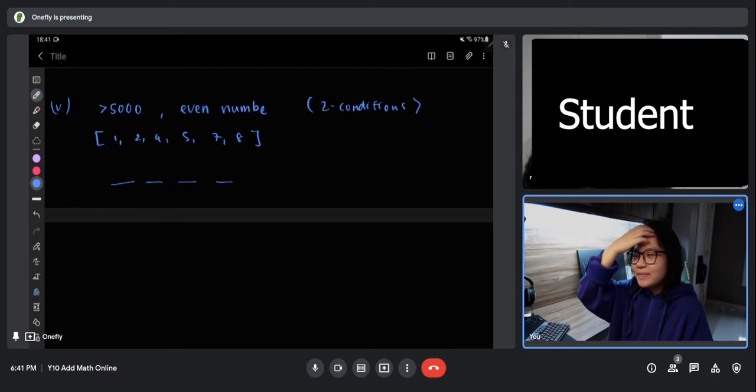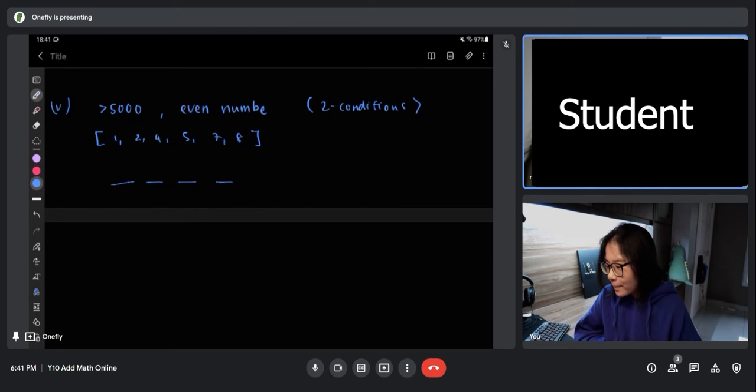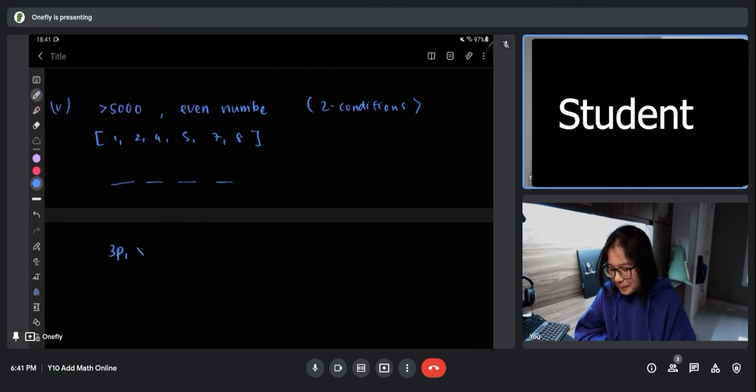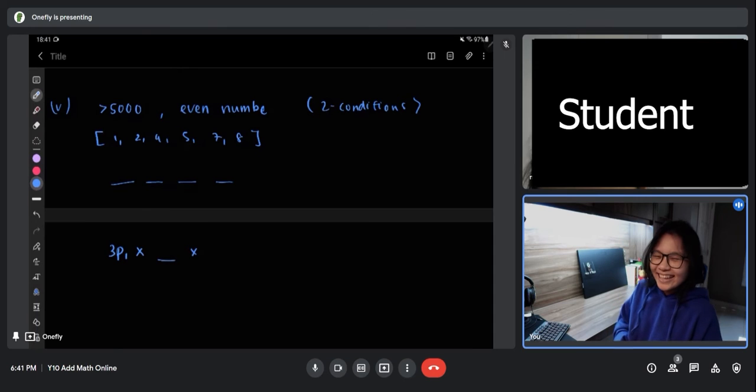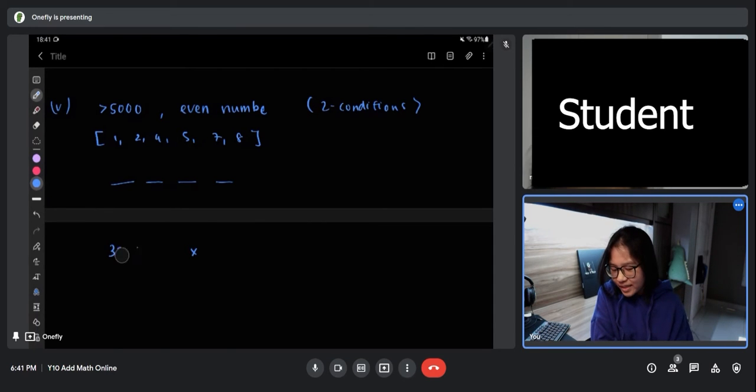Okay. So that 3P1. Okay, can you tell me the whole thing again? 3P1 times something in the middle, then 3P1. No lah. Okay. Let's see. Let me see how I can put it together.